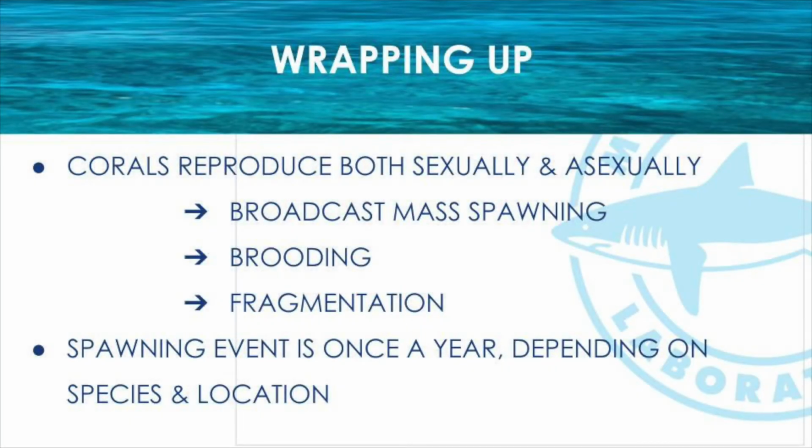So to wrap things up today, we're going to go over some key takeaways. First off, corals are able to reproduce both sexually and asexually. Sexual reproduction increases genetic diversity, while asexual reproduction results in clones. The processes of reproduction include broadcast, mass spawning, brooding, and fragmentation. Also, the spawning event for corals is once a year, depending on the species and location.